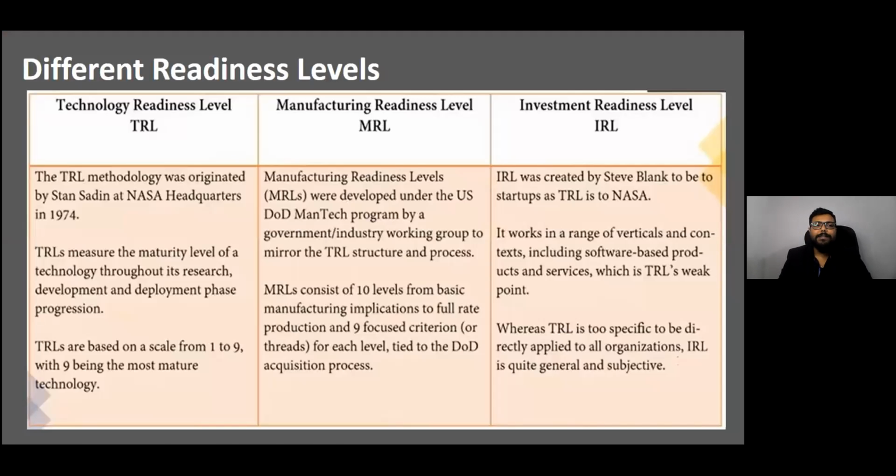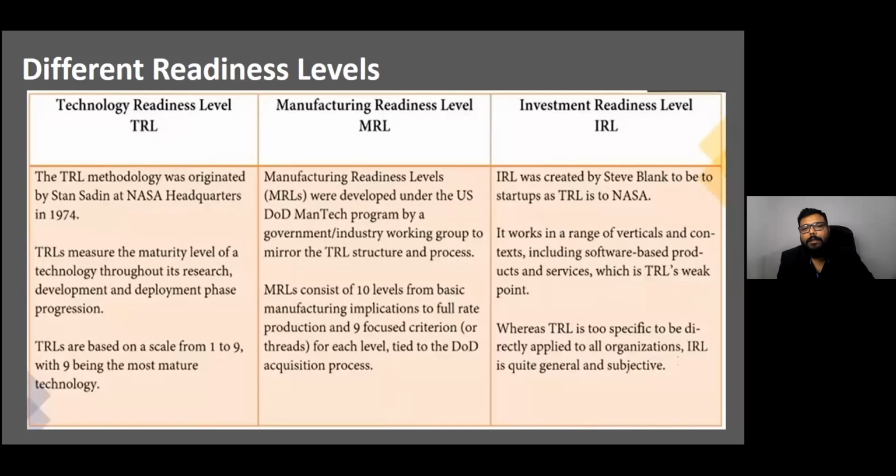So first, let's check the different types of readiness level. The first one is technology readiness level, the second one is manufacturing readiness level, and the third one is investment readiness level. In the year 1974, Stan Sadin from NASA headquarters defined this technology readiness level, because we should have some parameter, right? So that parameter is defined by NASA. And this technology readiness level is basically used to measure the maturity level of a technology through the research, development, and deployment phases of progression.